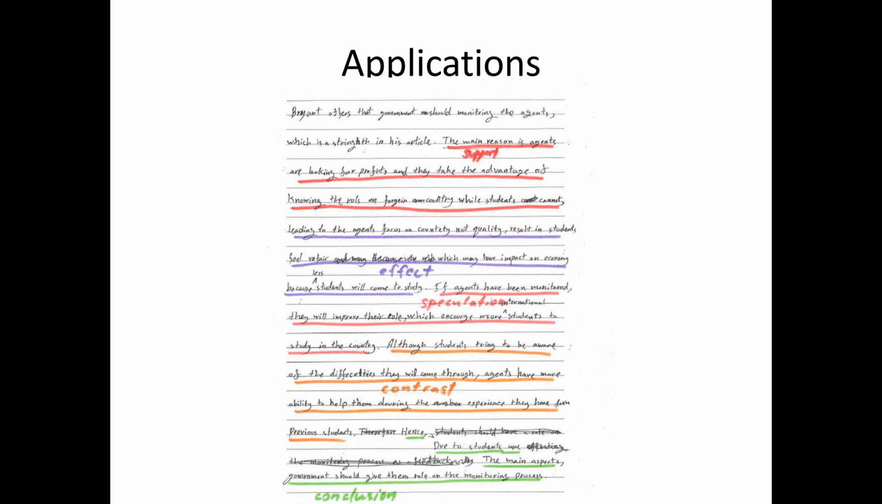So the question was about whether or not governments should monitor international student agents. I'm sure a topic you may be familiar with. And here he said that the government should monitor agents, and this is a strength in the article. He then goes on to support the idea with the main point. He talks about the effect. He goes on to speculate.